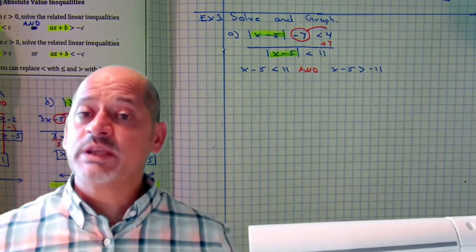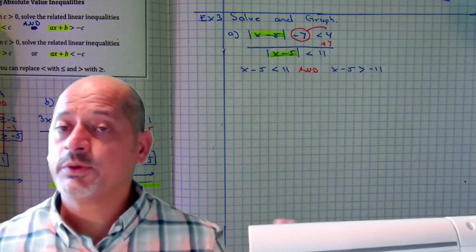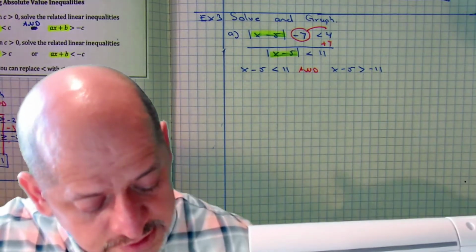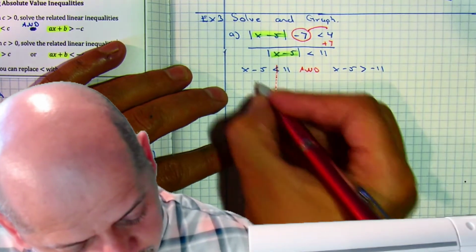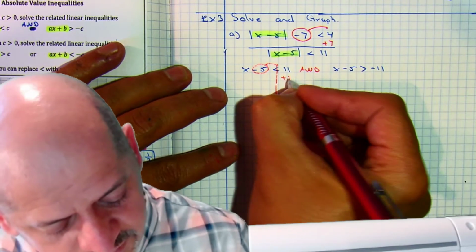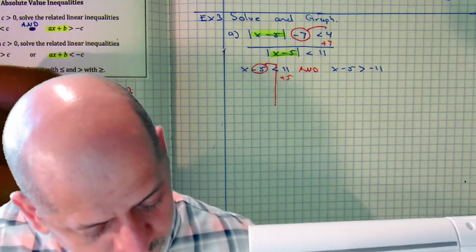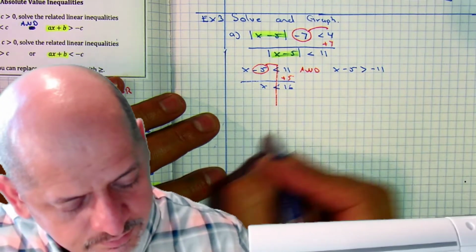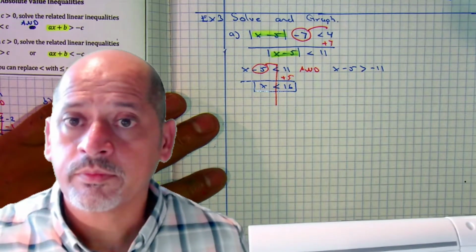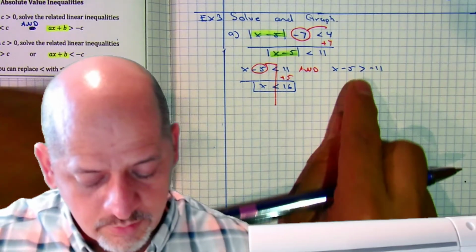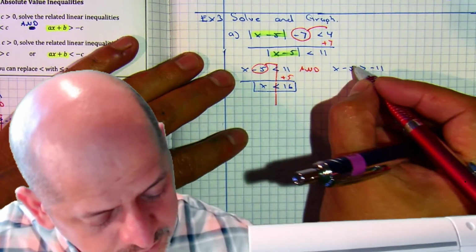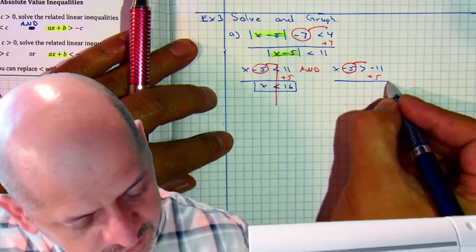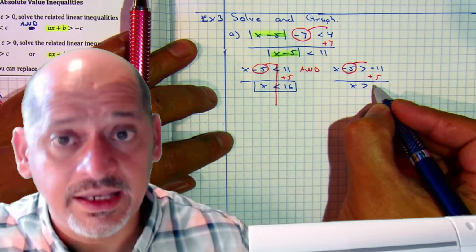Let's go and solve each one separately, graph it, and see what you get. Got it? So in this case, move my negative 5 to the right, becomes a positive 5. That gives me x is less than 16. The second one, move my negative 5 to the right, becomes a positive 5. So therefore we have x is greater than negative 6.